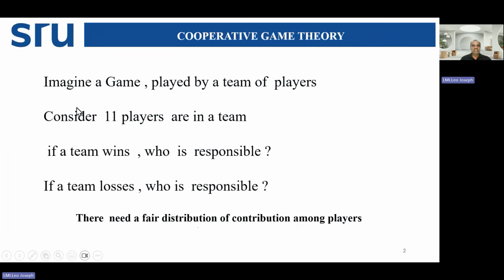Suppose here you can check this. Imagine a game played by a team of players. There are 11 players in a team. Assume that if a team wins, who is responsible? Everyone tries to take the credit since the game is won. Suppose a team loses, no one will take the credit, since I'm not responsible. I did everything, but the team lost. He is the responsible one. Like that, they will throw the loss reasons on other persons.